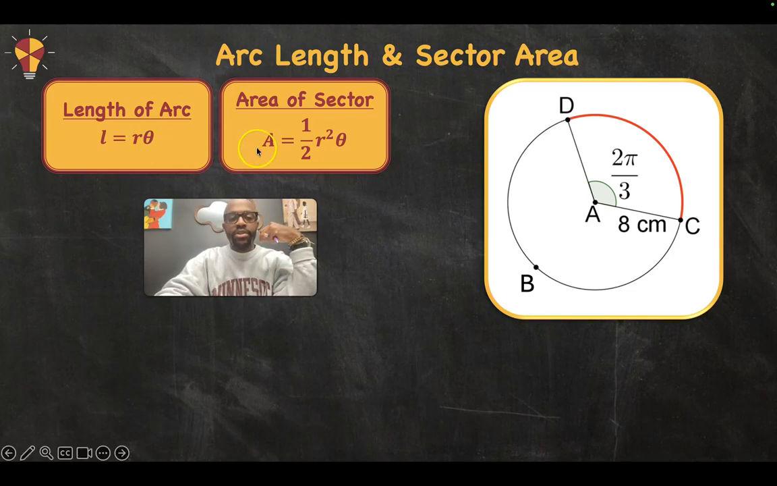The formulas that are given to you are both in radians. There's no degree sector area, there's no degree arc length formula on your formula sheet. So in regards to arc length and sector area, make sure that you're living in the world of radians.